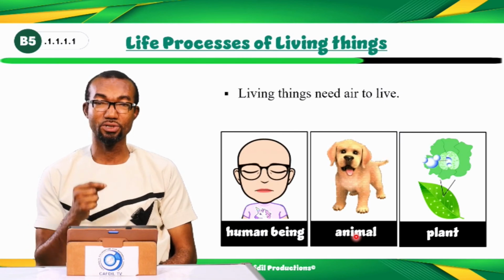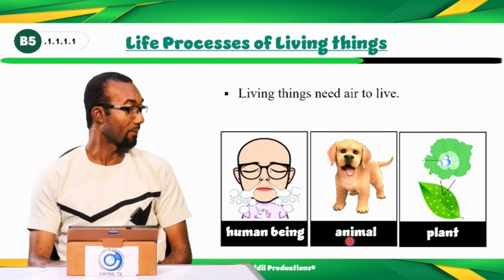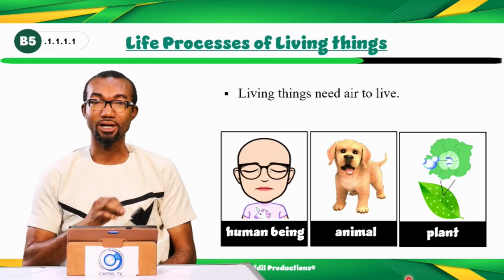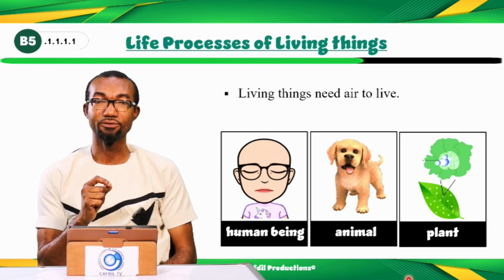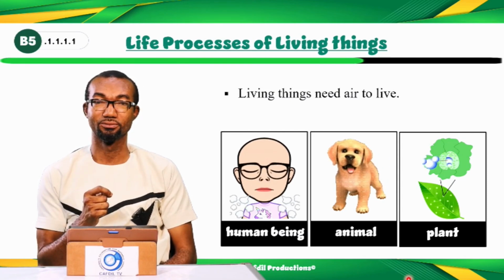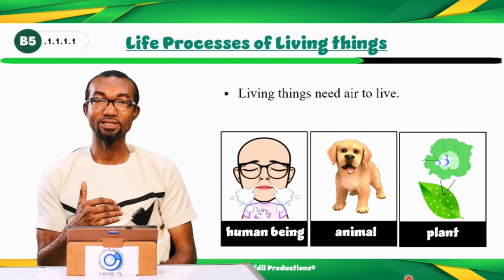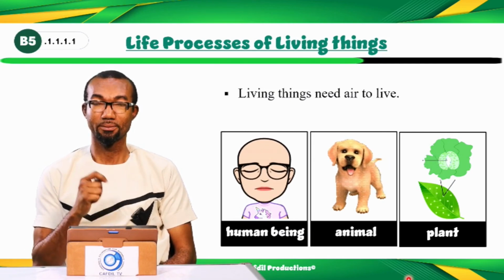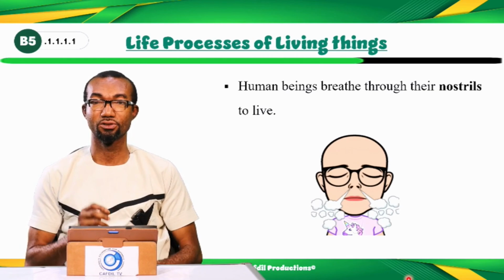Living things need air to live. Human beings need air. Animals also need air. Plants also need air. So we cannot live without air. Even apart from breathing, if the weather is very warm, you feel uncomfortable. Immediately you get fresh air, you feel relaxed. So living things need air to live. Animals need it. Human beings need it. Plants also need it.